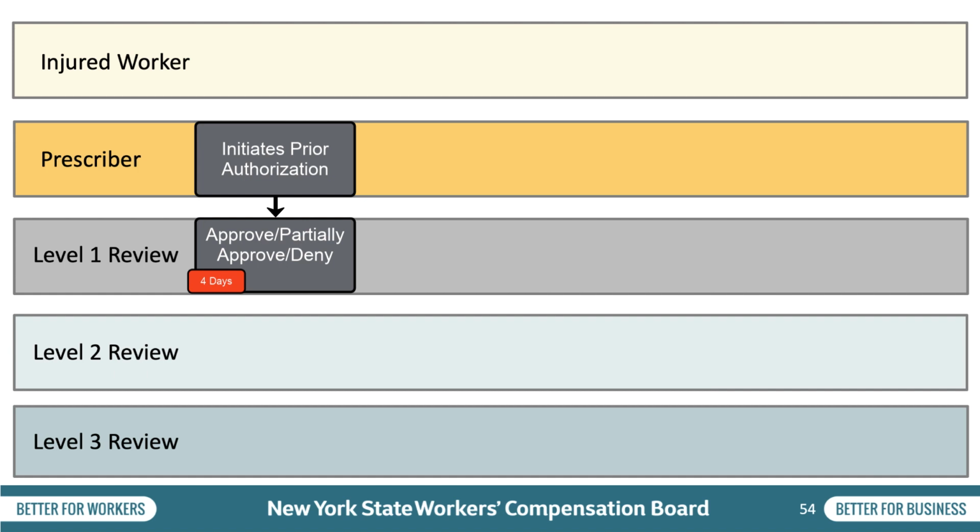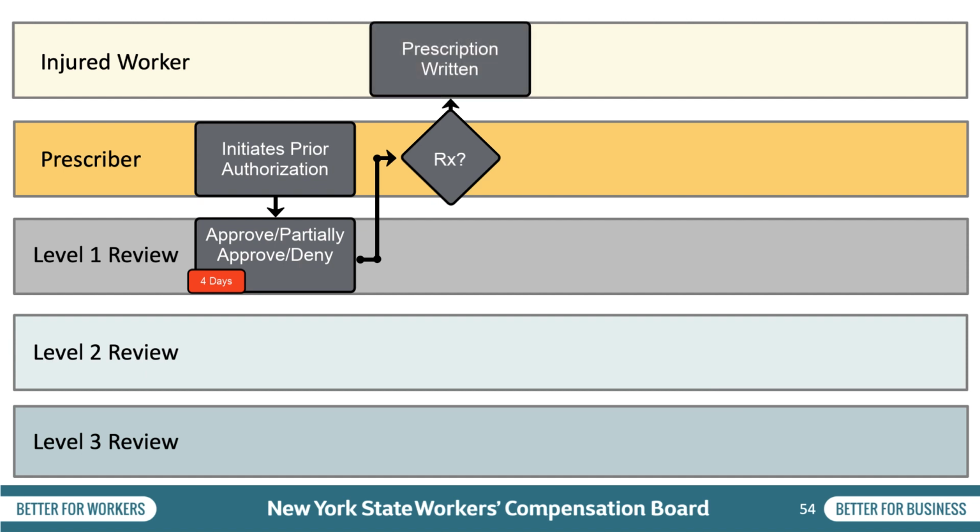The Level 1 reviewer then has 4 days to respond to the prescriber's request. If they deny or partially approve the request, a response specifically addressing the prescriber's justification for the non-formulary request should be included. If a Level 1 response is not received within 4 days of the submitted request, an order of the chair may be issued authorizing the request and requiring payment. The Level 1 response is automatically sent to the prescriber. Additionally, copies of all prior authorization transactions are filed in the injured worker's case folder in eCase. If the request is approved by the Level 1 reviewer, the prescriber will write the prescription.